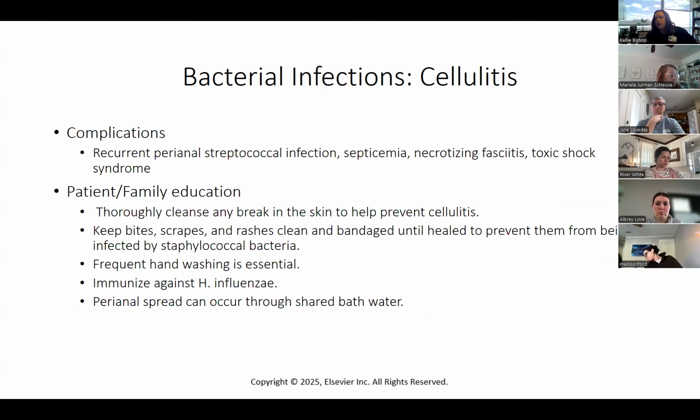Complications: they can get post-streptococcal infections, septicemia, necrotizing fasciitis, and toxic shock syndrome. So we want to make sure that they are really cleaning the skin well, especially anytime there's a break in the skin. Keep bites, scrapes, and rashes clean and bandaged, covered up until they're healed. Frequent hand washing. We tend to see this more in the summer because of all the insect bites that get infected. Flu can cause this, so it is helpful if they are vaccinated. And perianal spread can spread through shared bathwater, so make sure they clean the bathtub well.